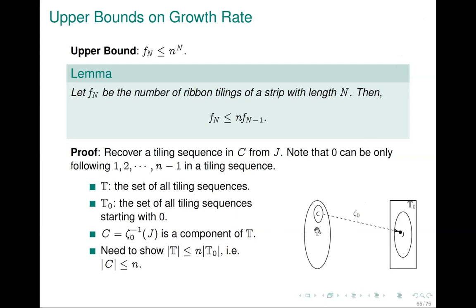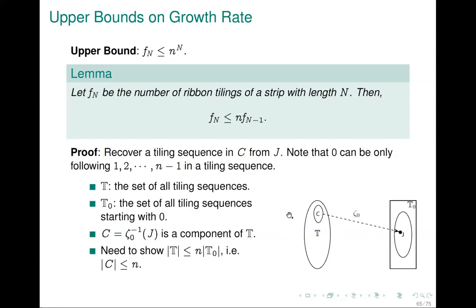Okay, so it will be a subset of T, and this C is a component of T. The main job we need to show is that the size of C is less than or equal to n. To do this, we consider this J, a fixed ordered sequence starting with 0. How do we recover C? We ask ourselves: where can we put 0 in that sequence? By the definition of the leftmost tiling process, 0 can only follow the tile 1, 2, 3, and up to n minus 1.